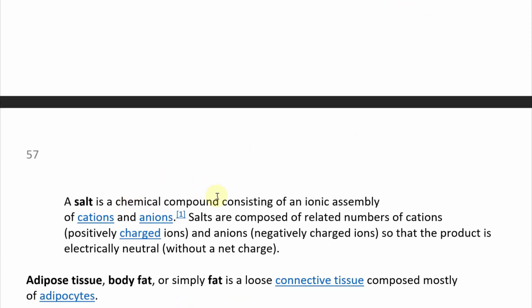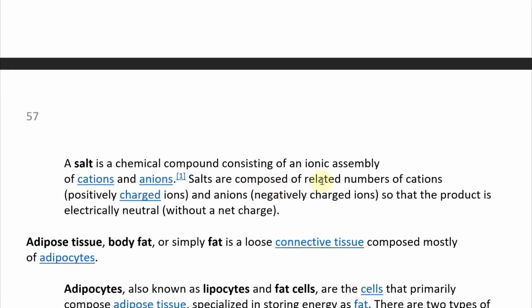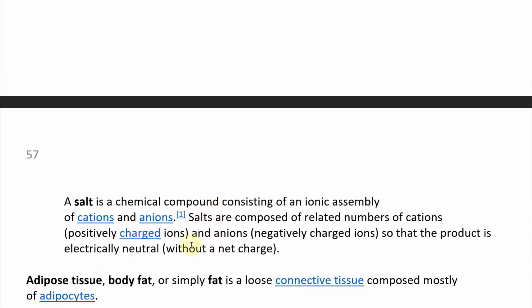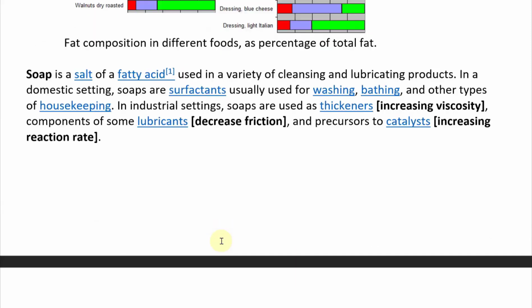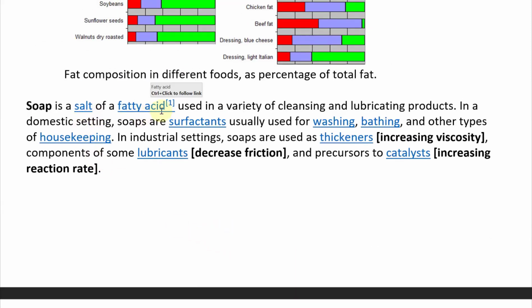And a salt is a chemical compound consisting of an ionic assembly of cations and anions. Salts are composed of a related number of cations, positively charged ions, and anions, negatively charged ions, so that the product is electrically neutral without a net charge. So basically there's a separation of charges, but overall it's neutral because there are about the same amounts of both. So that's the salt of a fatty acid.